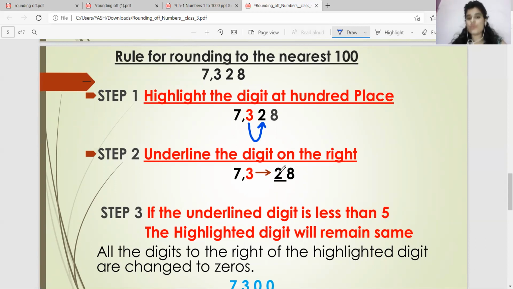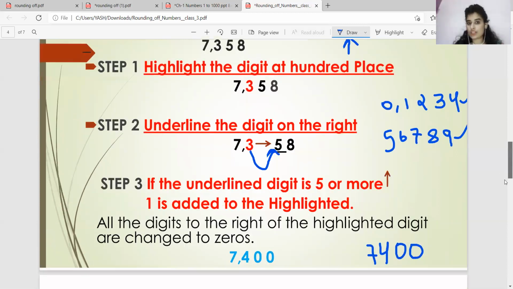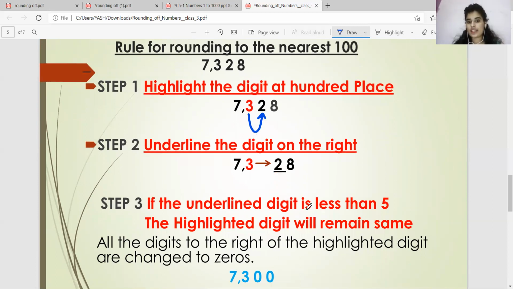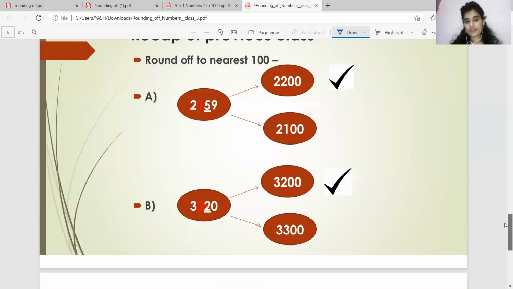The right side digit is 2. Is 2 in the first slot or the second slot? We can see 2 is in the first slot. First slot means no need to change the highlighted digit. The highlighted digit here is 3, so it will stay 3. From the highlighted digit, the left side digit will be the same and the right side digits will be 0, one for the tens digit and one for the ones digit. So the answer is 7300.